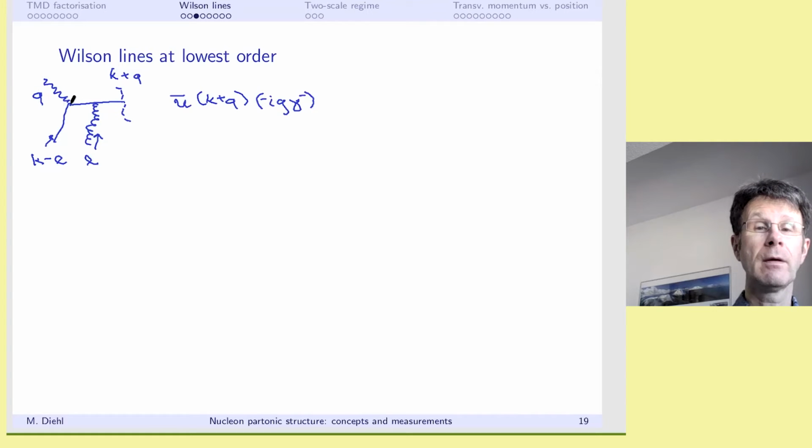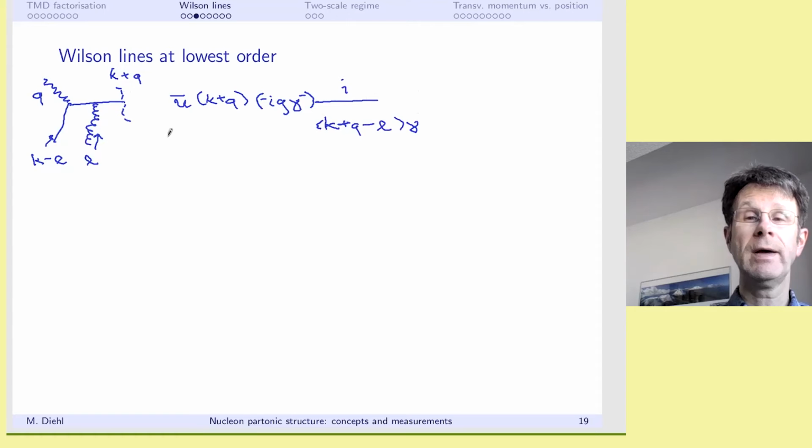Then this here is an outgoing on-shell particle, so it has no propagator, but this here is an off-shell particle and it has a propagator, and that I need to write down also. So it's K plus Q minus L. That is obviously the relevant momentum, and that is to be contracted with the gamma matrix here.